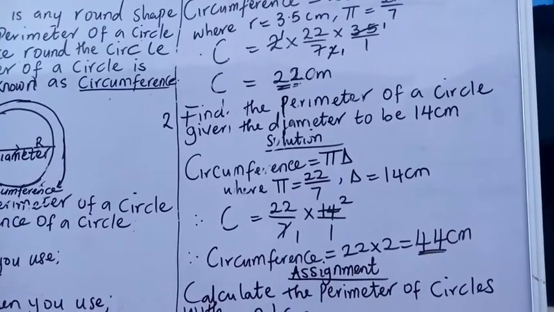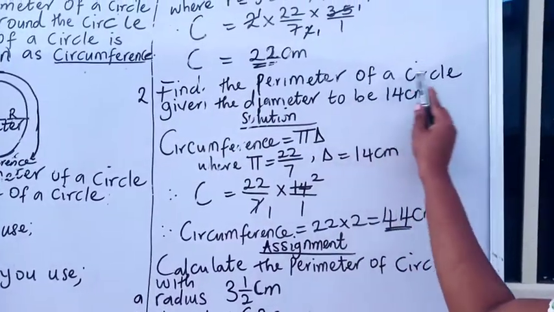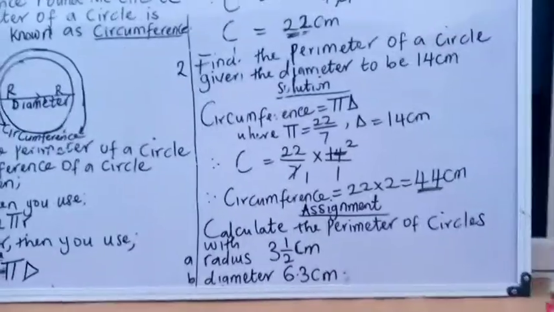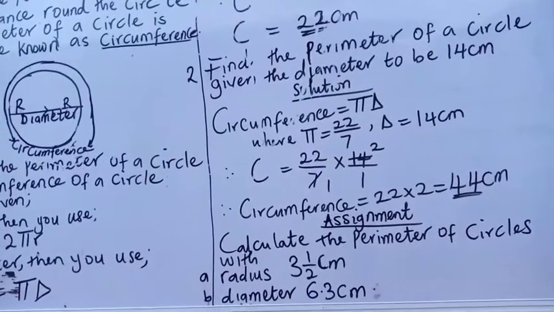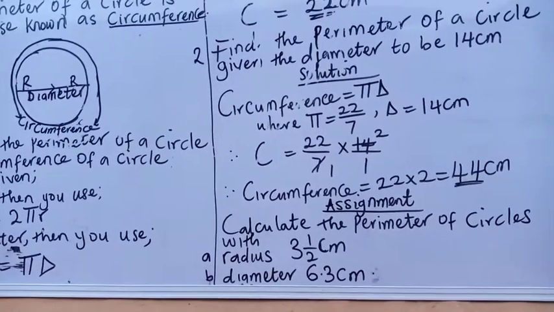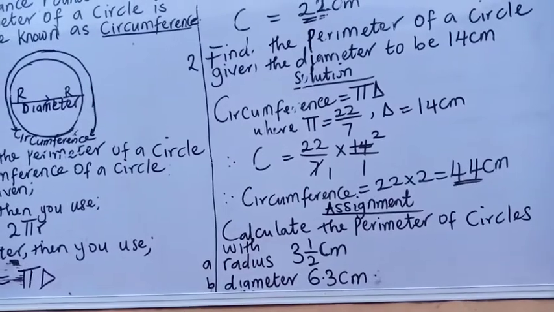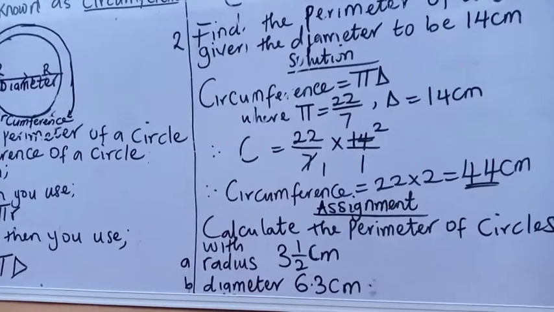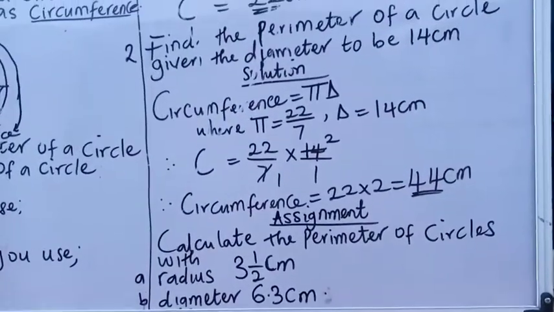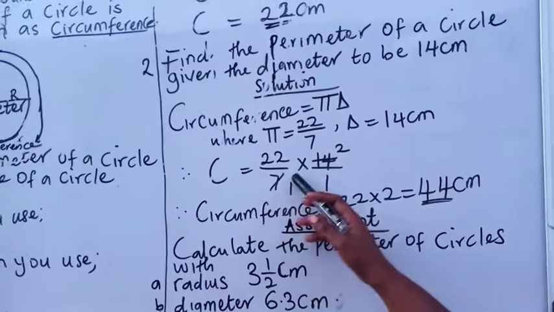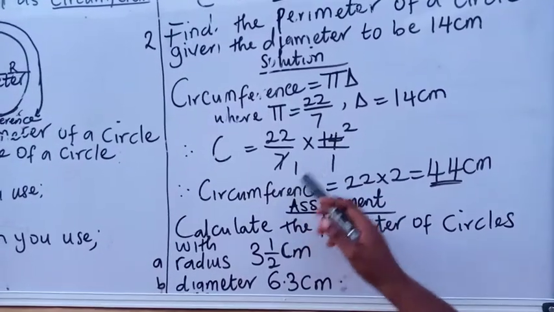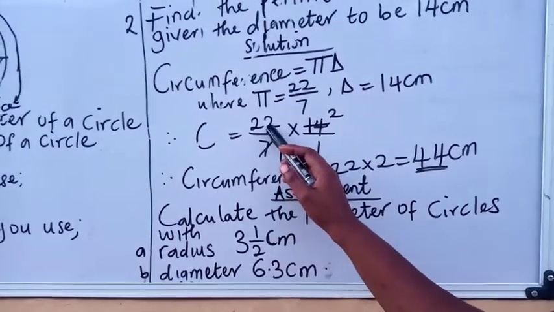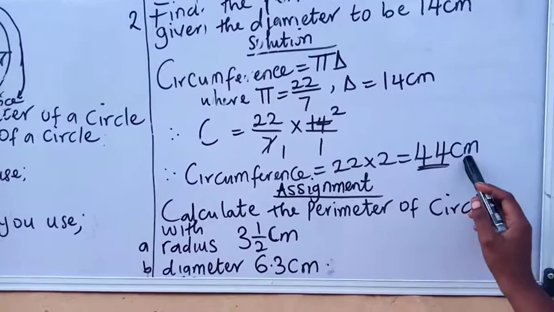The second example says, find the perimeter of a circle given the diameter to be 14 centimeter. If you can see from this question, you are given diameter and not radius. So you are going to use the second formula, which is circumference or perimeter is equal to pi d, where your pi is equal to 22/7 and your diameter is 14 centimeter. Then it will be 22/7 times 14/1. 7 here 1. How many 7 are you going to see in 14? That is 2. Then your circumference here is 22 times 2, which is equal to 44 centimeter.